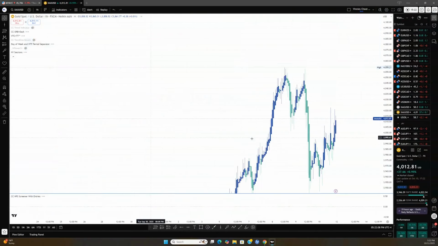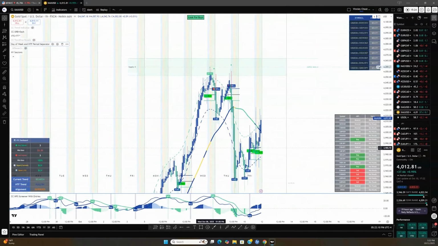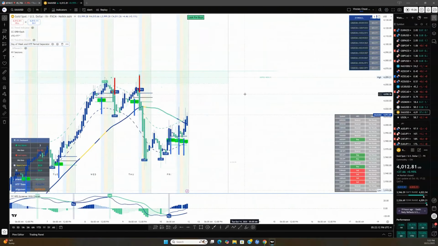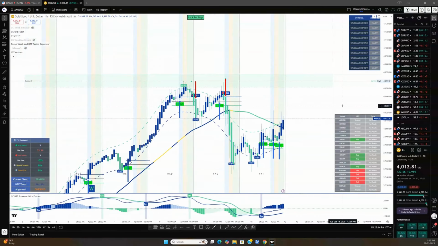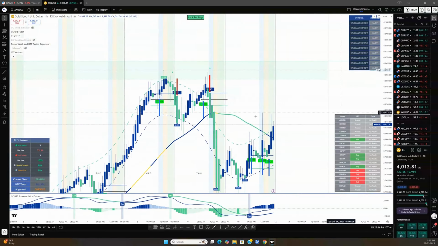Let's go to the 1 hour on Thursday. So here on Thursday, did we have a candle that closed below before the New York session? Yes, we did. We had two candles that closed below the 47 moving average. So that means we would have been looking for a sell opportunity on gold on a breakout.